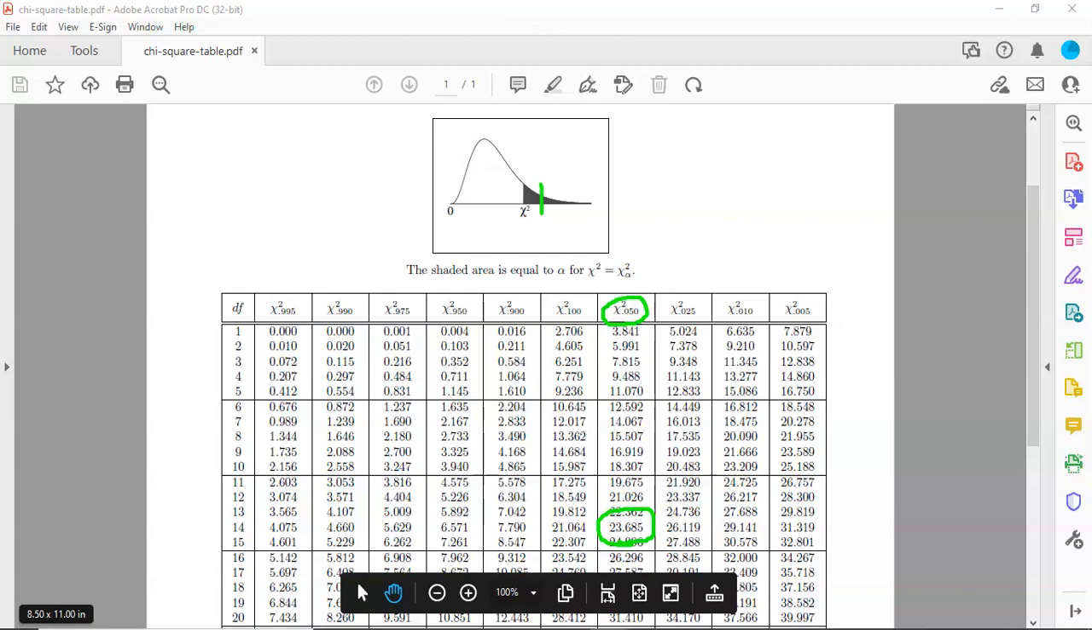On the other hand, this one, the left-hand side, so that this shaded right-hand side is 95%, that's associated to 6.571. So those are the chi-square values. Chi-L squared is 6.571. Chi-R squared is 23.685. All right, so that's how you can find chi values.